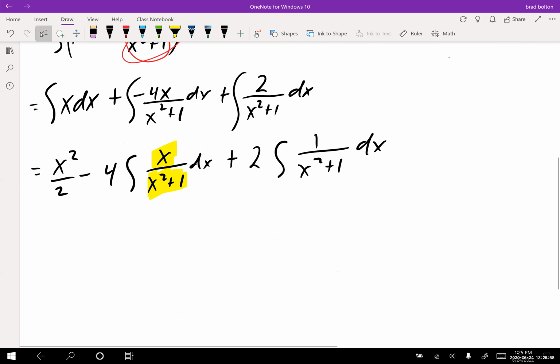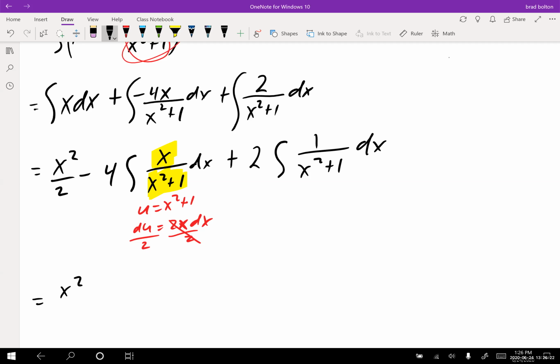Now, this should look awfully familiar to you. This should look exactly like the arctan that you're used to seeing. So we kind of already know how to do that one. This one is just going to require a little u sub. So u is equal to x squared plus 1. du is equal to 2x dx. Divide both sides by 2. So we have x dx is worth du over 2. So I think we're good. We can go from here.